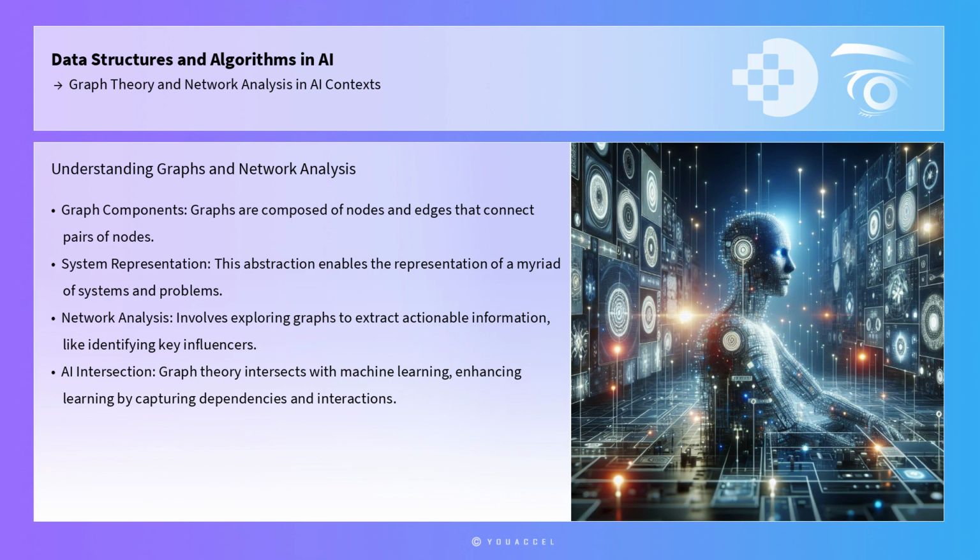In AI, graph theory often intersects with machine learning and data mining, where graph-based algorithms are used to enhance the learning process by capturing dependencies and interactions that traditional methods may overlook.